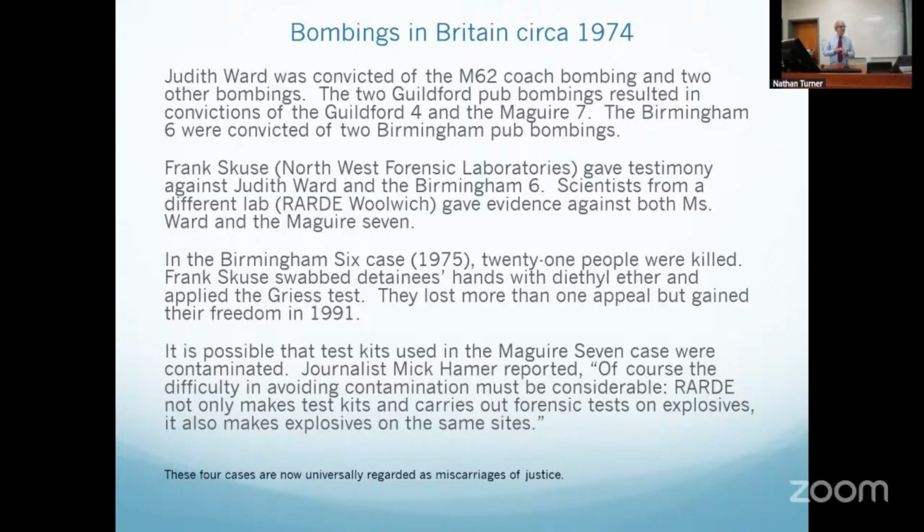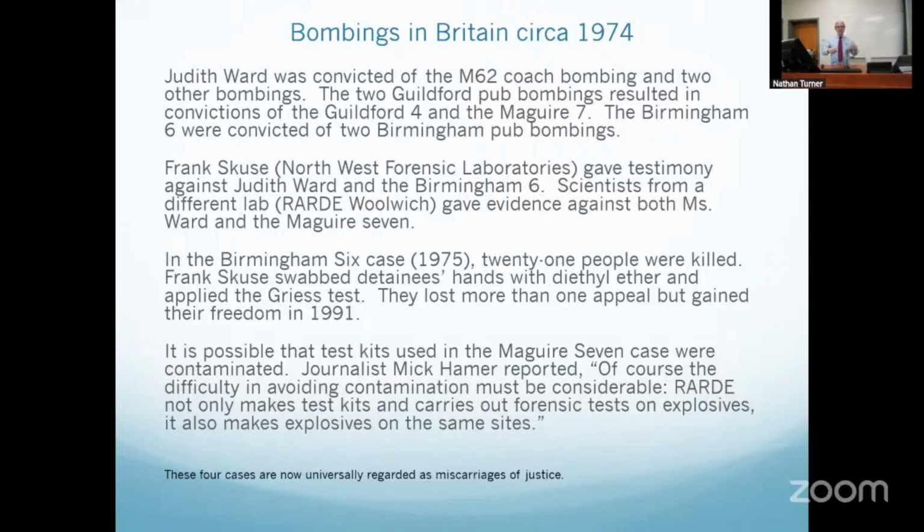There were 2 bombings of the pubs in Guildford, and that resulted in conviction of the Guildford 4 and the Maguire 7. If you know your film history, the Guildford 4 was fictionalized in the movie In the Name of the Father. And finally, in Birmingham, there were 2 Birmingham pub bombings, and the Birmingham 6 were convicted of those crimes. They're interlocking because the same people were doing some of the testing in both, but I'm going to focus mainly on the Birmingham 6. So 21 people were killed.